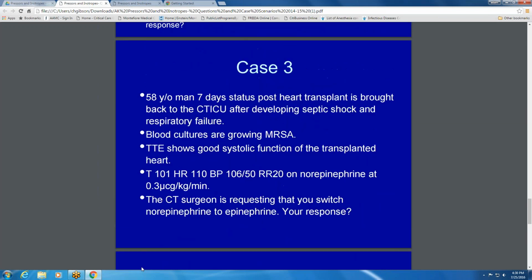Case 3, 58-year-old man, 7 days status post heart transplant, brought back to the CTICU after developing septic shock and respiratory failure, MRSA in the blood. Not good. TTE shows good systolic function of the transplanted heart. He's febrile. He's relatively tachycardic, as these patients tend to be. And he's on norepinephrine at just below the freak-out dose, 0.3 mics per kilo per minute. The CT surgeon is requesting that you switch norepinephrine to epinephrine. What is your response?